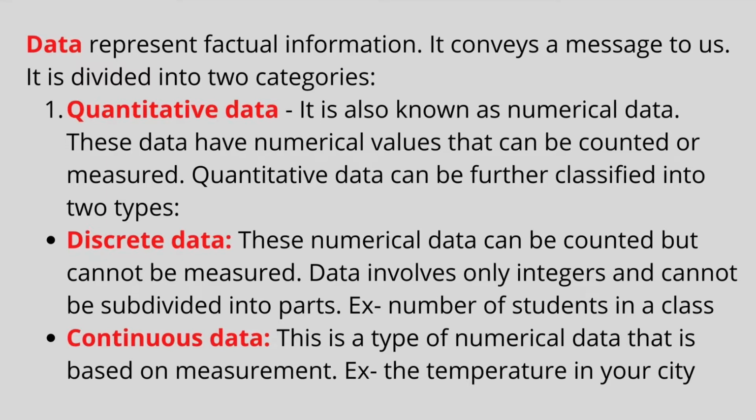Continuous data is a type of numerical data which is based on measurement. For example, the temperature in your city. Unlike discrete data, which involves only integers and cannot be subdivided into parts, the temperature in your city can be subdivided into parts. For example, 26.7 degrees Celsius. You can make it very accurate by saying 26.7. It can be 27 only also, but it can be further subdivided into parts like 26.7, 28.9, 29, 29.2, like this.